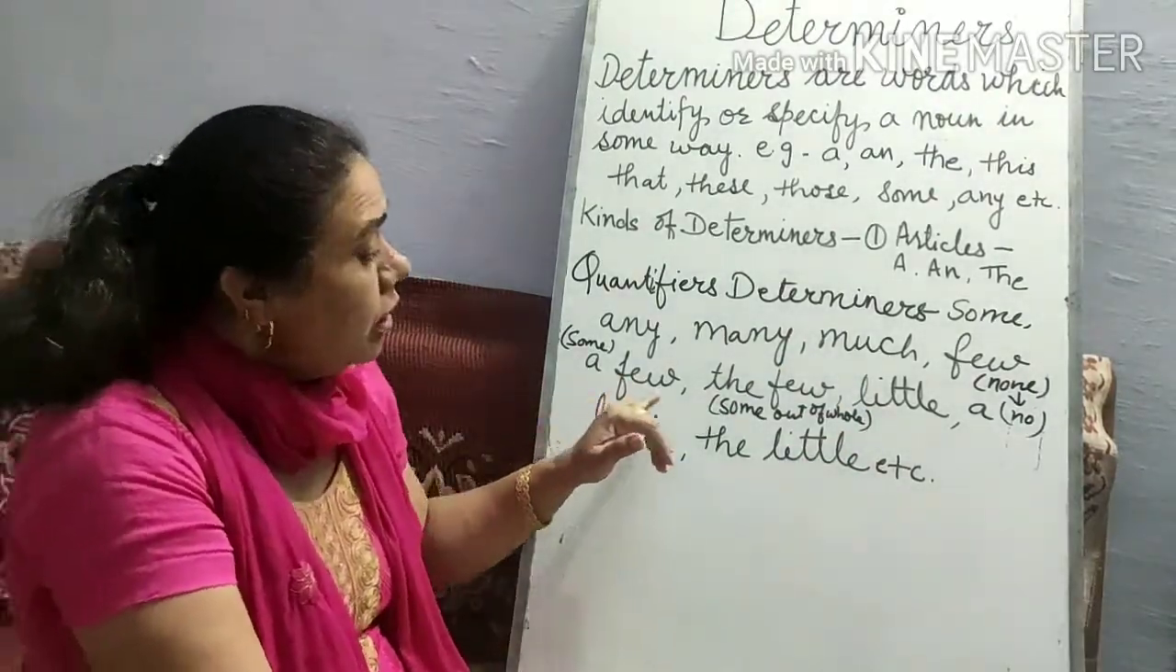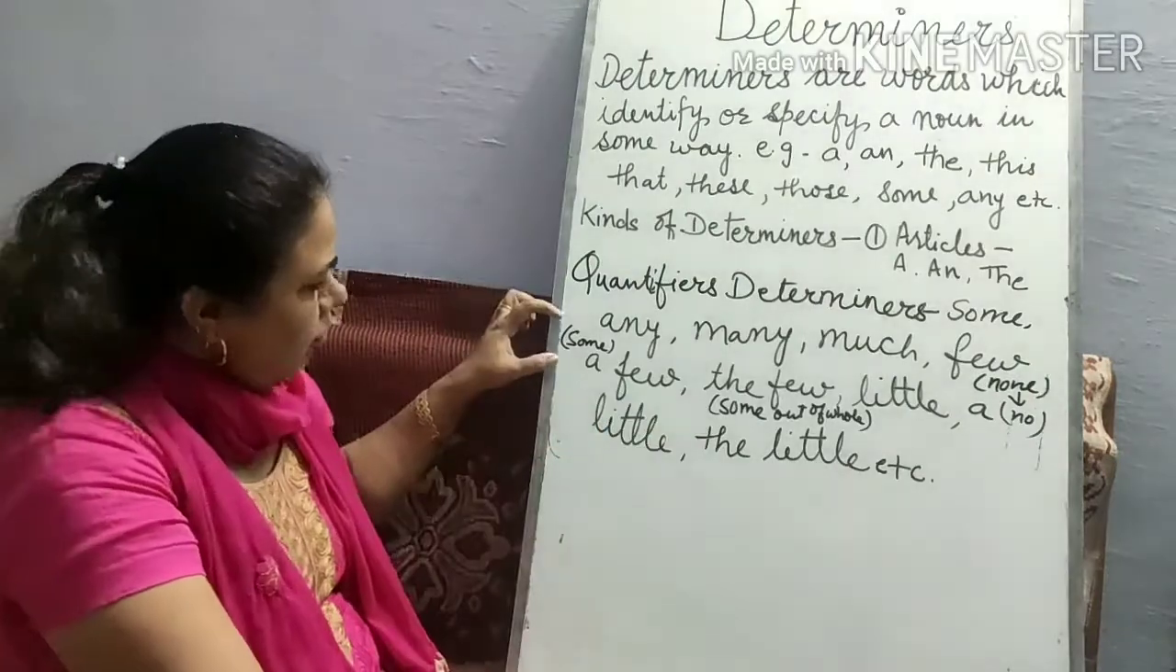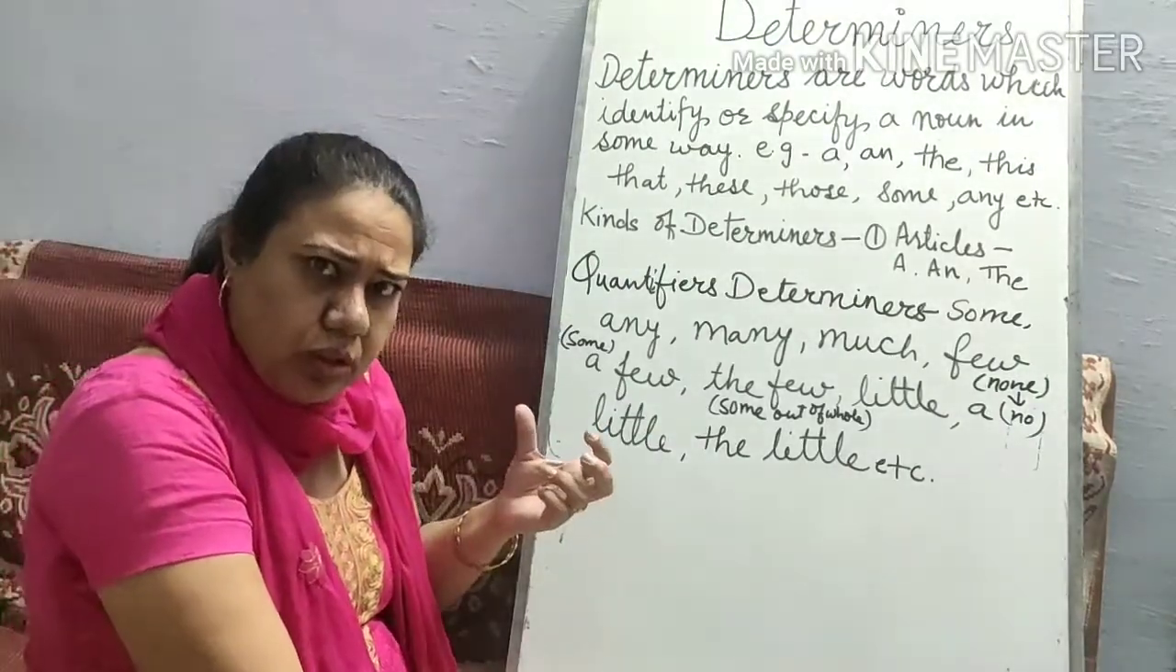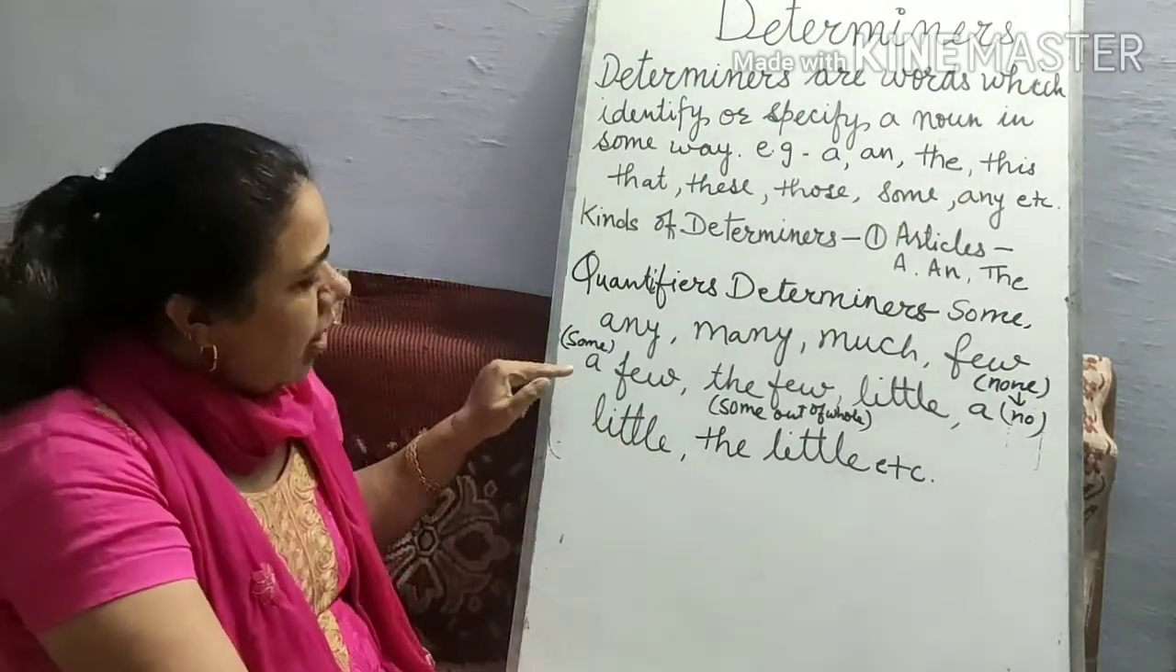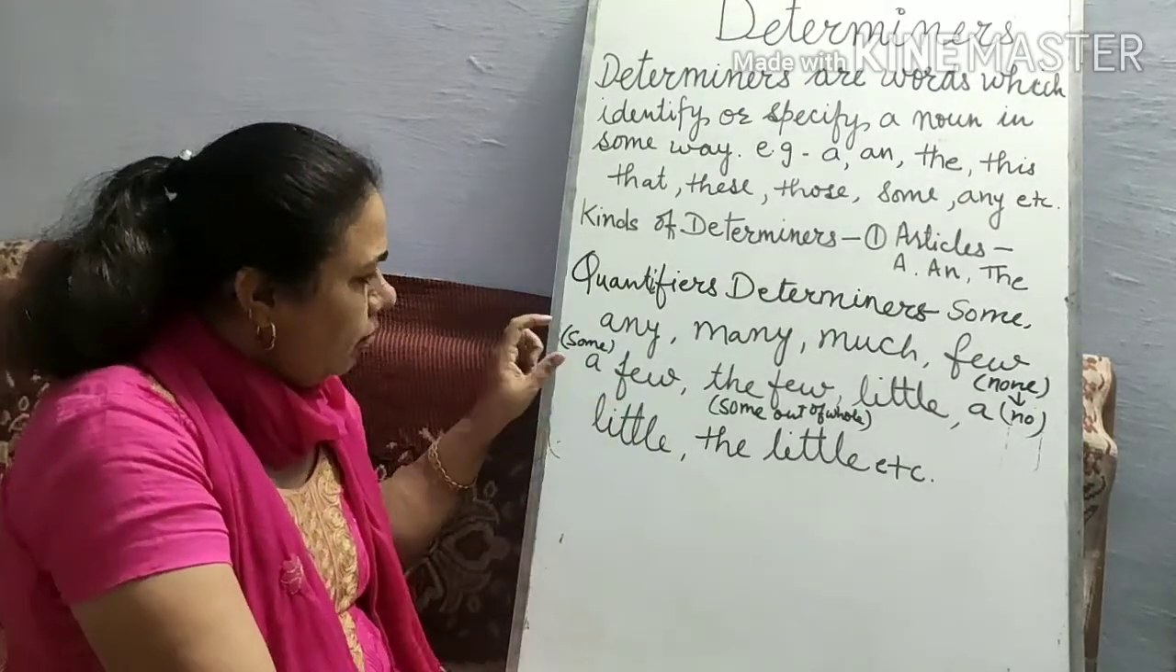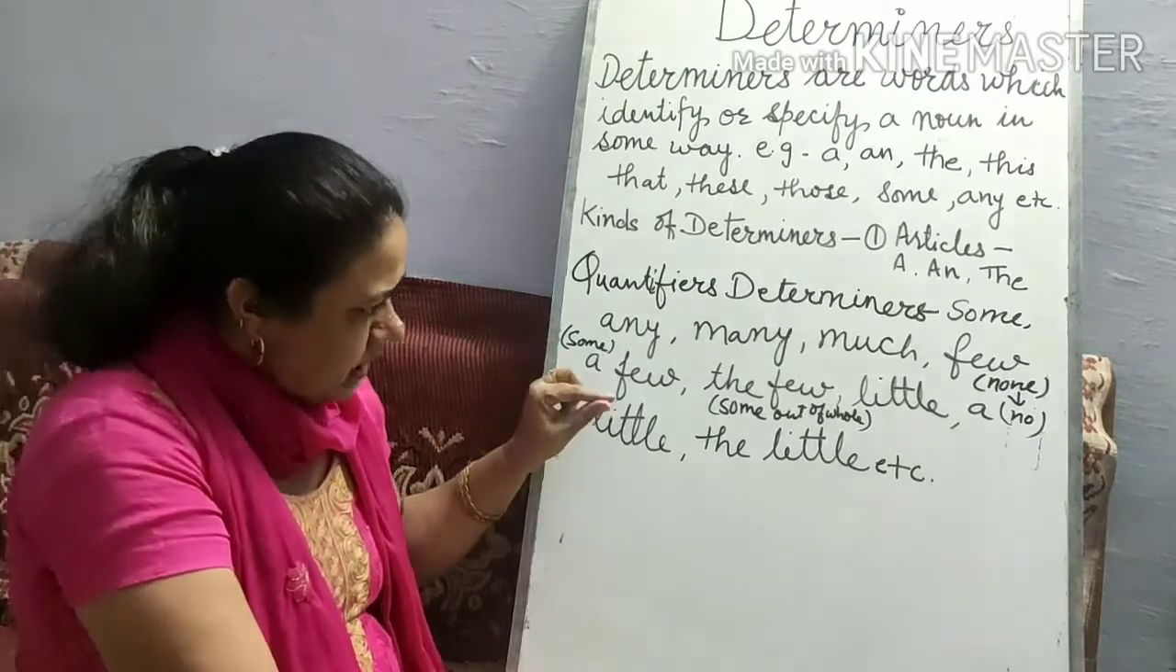I have a few friends. It means some friends, either one or two, but the number is very, very less. I have a few friends. It's some friends, but the number is less.